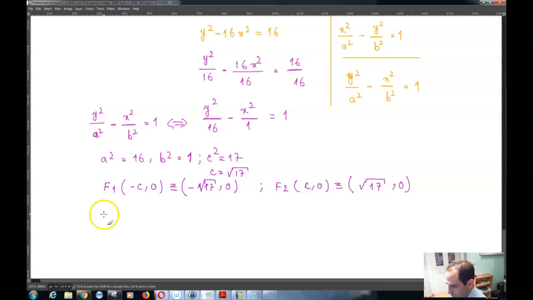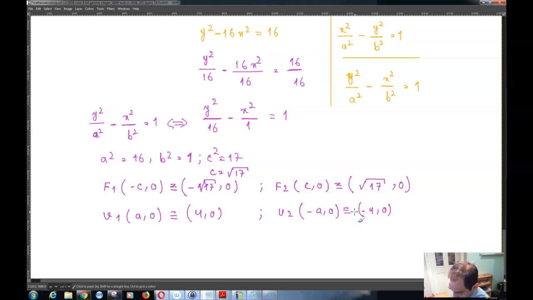Your vertices would be V1, for example, a comma 0, which would be 4 comma 0, and V2 would be negative a comma 0, which is negative 4, 0.